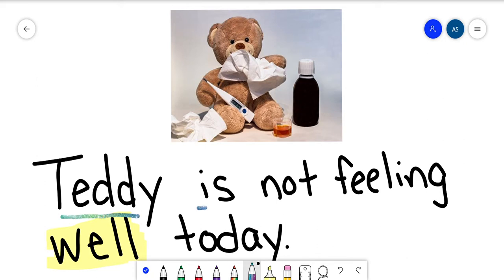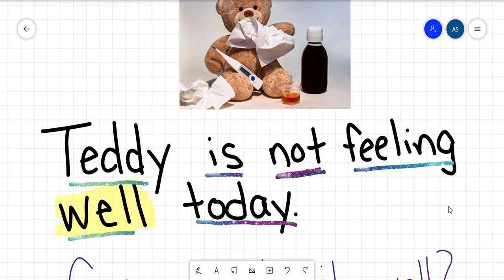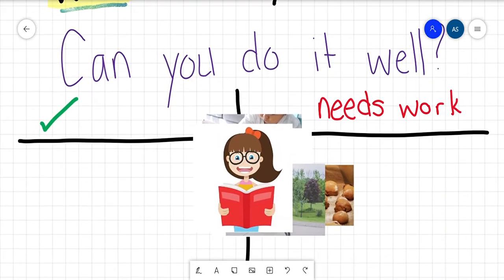Teddy is not feeling well today. Poor Teddy. I hope you feel better. Okay, and sorry, I clicked the wrong thing. All right, so now we're going to do an activity.